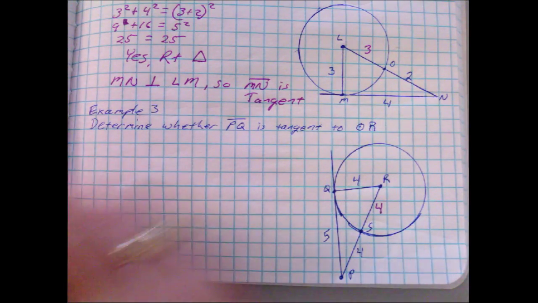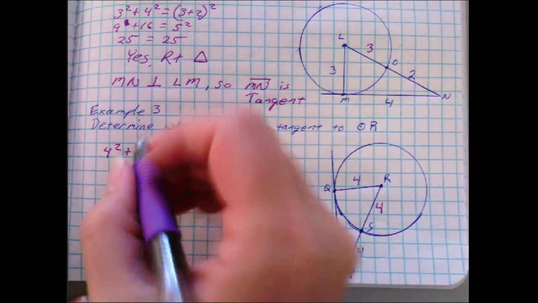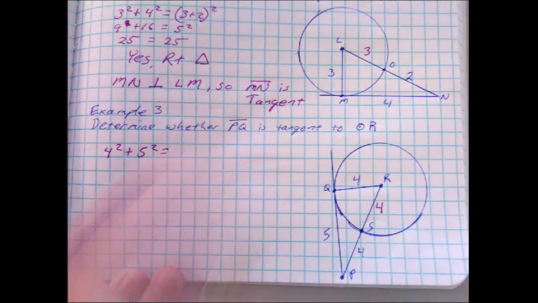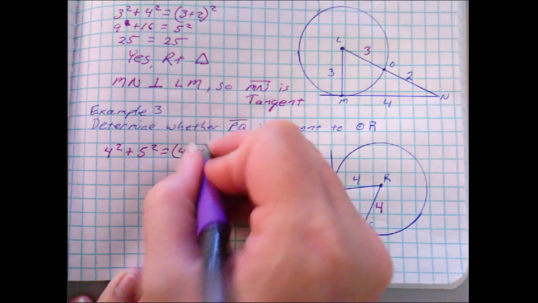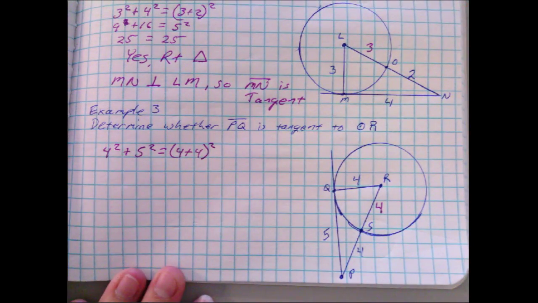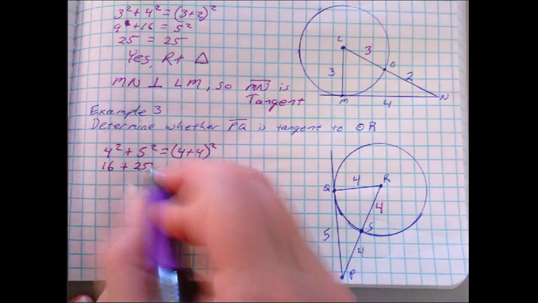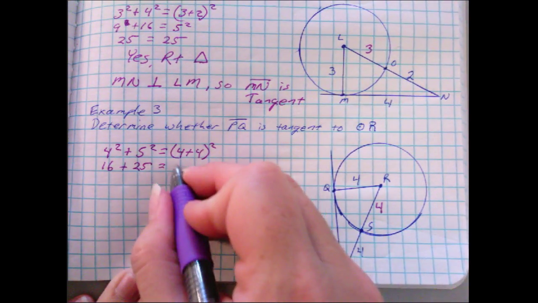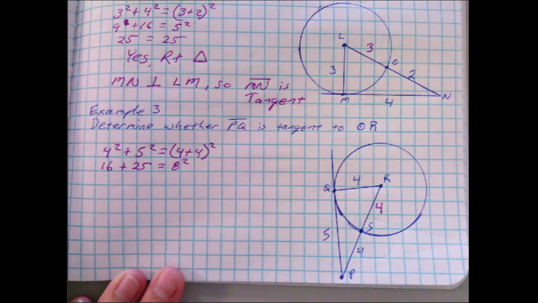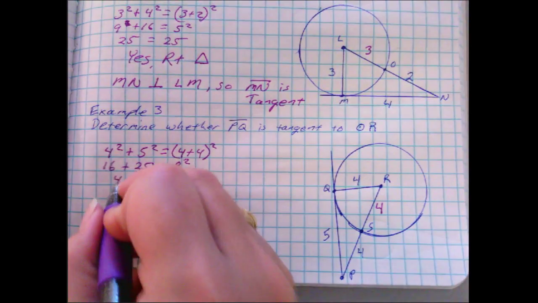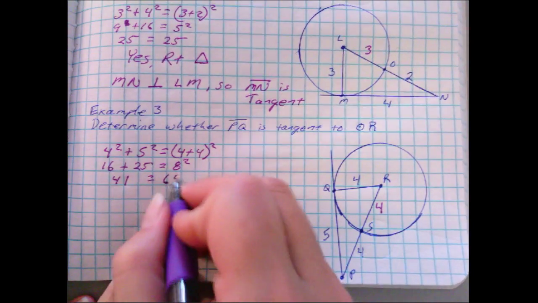So then Pythagorean, we're taking our two legs, 4 squared plus 5 squared equals (4 plus 4) squared. Okay, 4 squared, we've got 16, 5 squared is 25, 4 plus 4, we have 8 squared. 25 and 16, we've got 41, and 8 and 8 is 64.